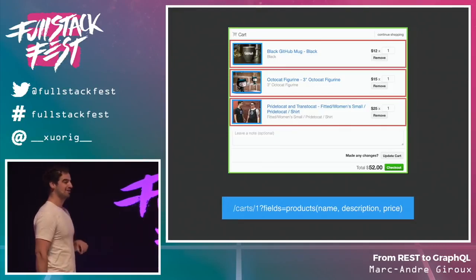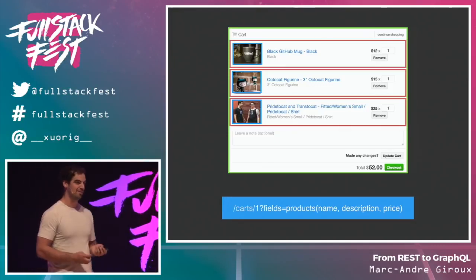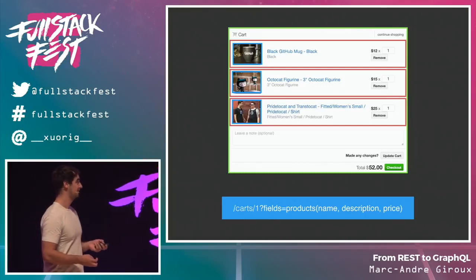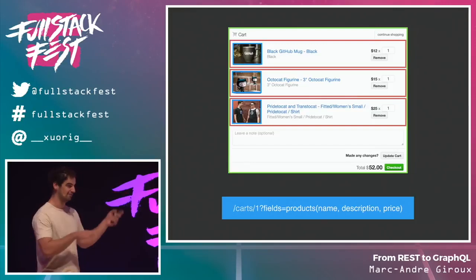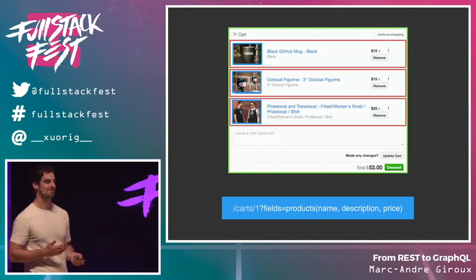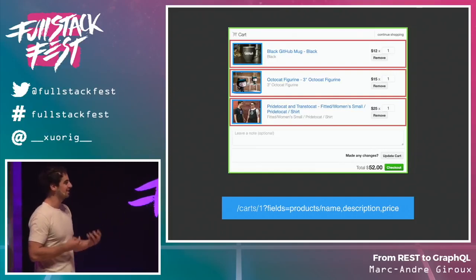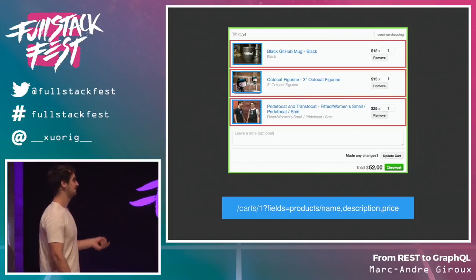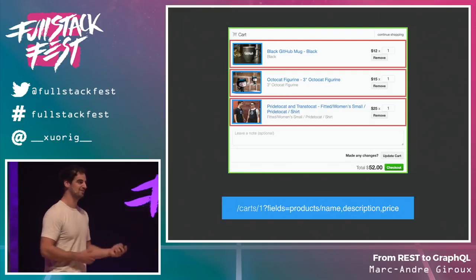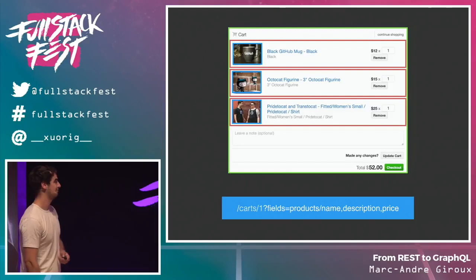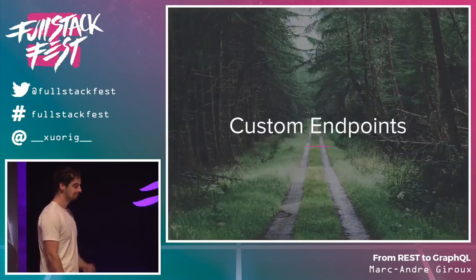So maybe you'll do something even more clever, like a fields query param, where you say exactly what you need, but that's only one level deep. If you have nested associations, you kind of have to reinvent the wheel every time. I've seen XPath being used. It's just a little annoying, and there's no convention. Everybody tries to do their own thing.